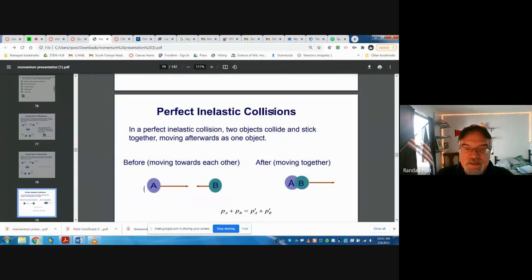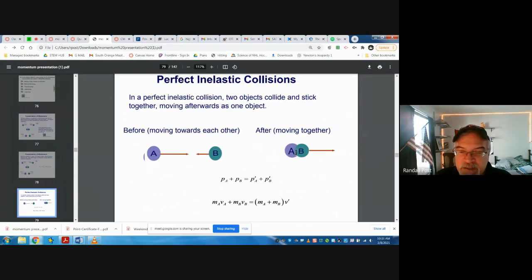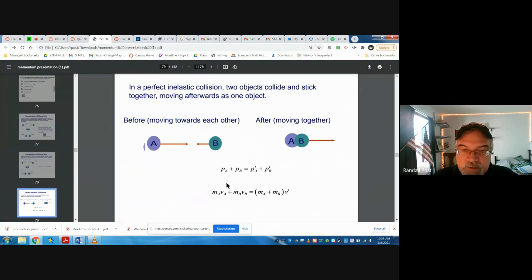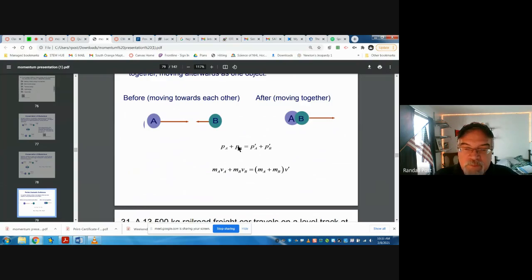Perfectly inelastic collisions. Okay. This is when A and B collide and they get stuck together. Imagine A and B are covered with Velcro. They hit and they get stuck together. Well, this still works. Momentum A plus momentum B before the collision is equal to momentum A plus momentum B after the collision.